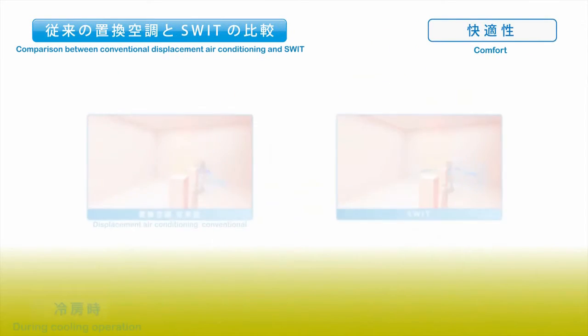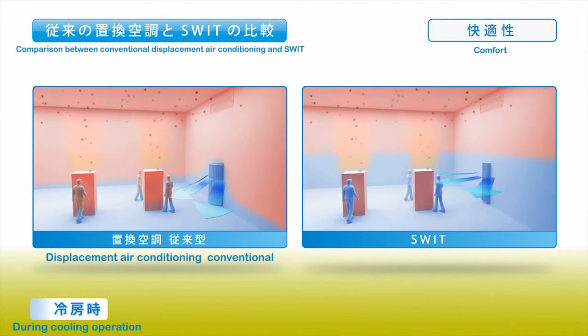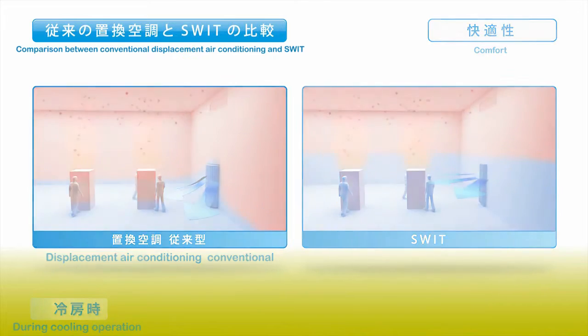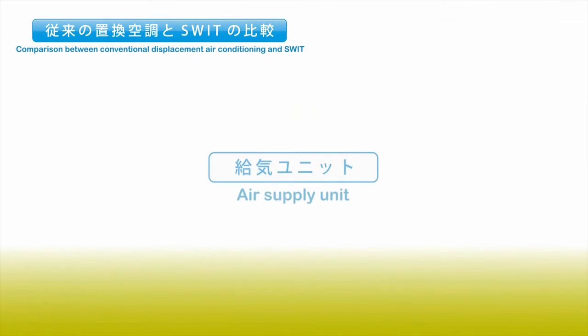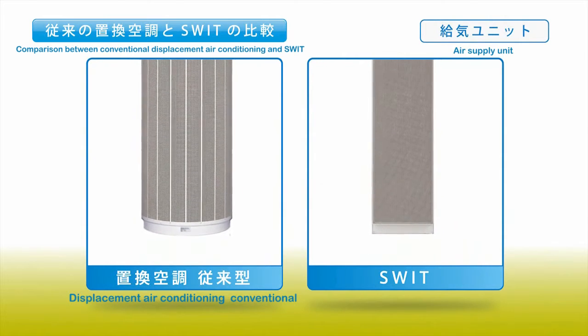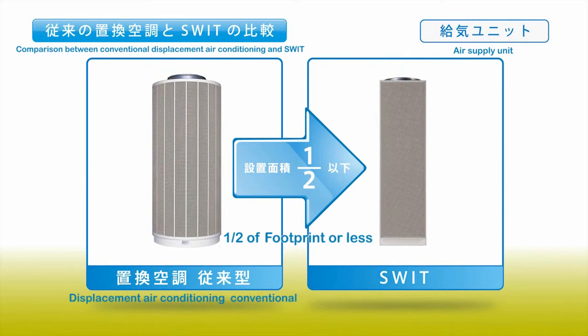Comfort. Compared to conventional air conditioning, the airflow area is increased with Swit, preventing the uncomfortable cold air in the lower levels and pollutants from accumulating. Air supply unit. Swit makes quick air outlets possible and achieves space saving of the air supply unit by reducing the surface area to 1/3 and footprint to 1/2 or less.